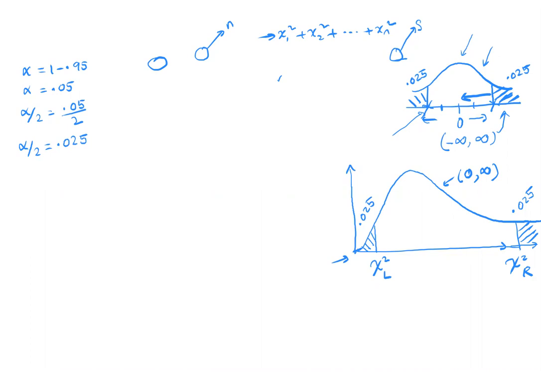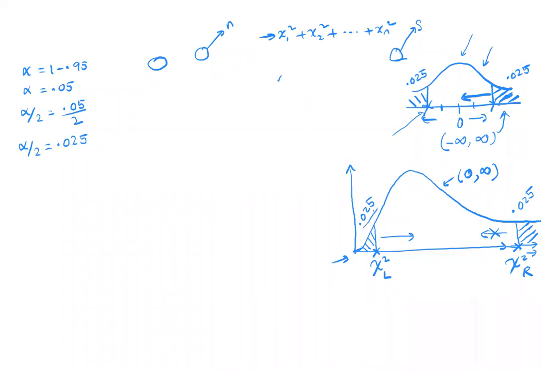However, chi-square distribution is just the opposite. It's cumulative from the right. What it means is that if you want to find this point, you're not going to look at the area to the left, but rather you're going to look at the area to the right. Area to the left is 0.025, right?